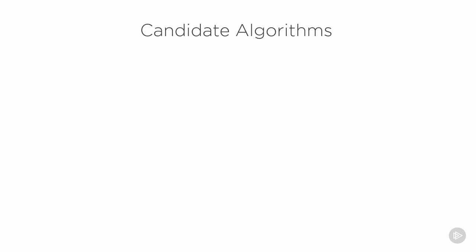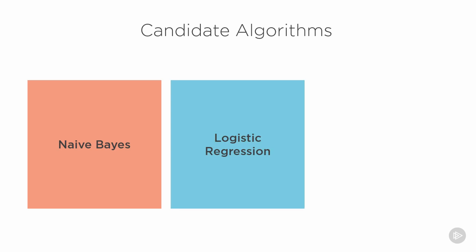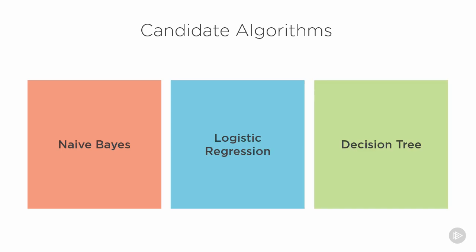For our problem, let's look at these three basic algorithms as possibilities for use in our initial training and evaluation. We'll look at naive Bayes, logistic regression, and decision trees. Each of these algorithms is a classic machine learning algorithm, and understanding a little bit about each one can greatly help in understanding more complex algorithms that use these algorithms as building blocks.